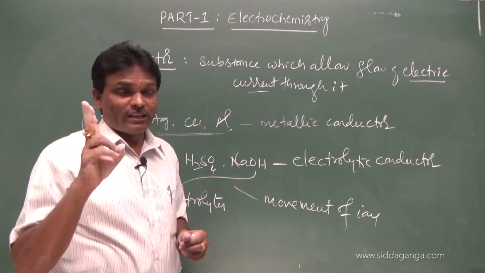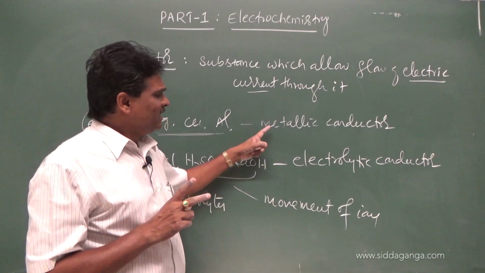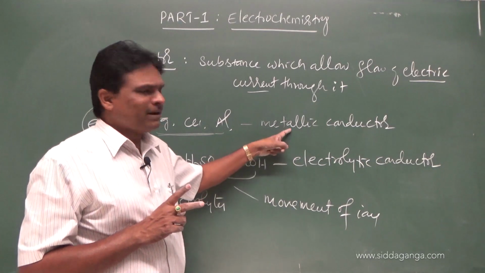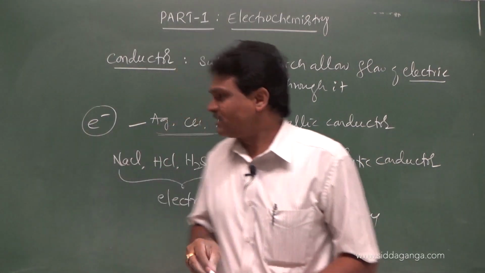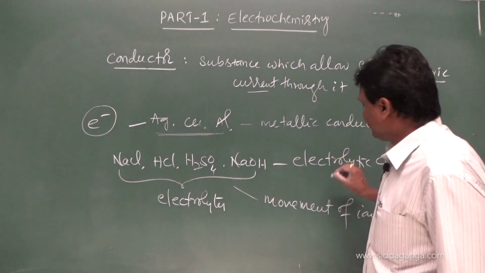Is that clear? So there are two types of conductors: electrolytic conductors and metallic conductors. Metallic conductors are also called electronic conductors. So here this is an electrolytic conductor.